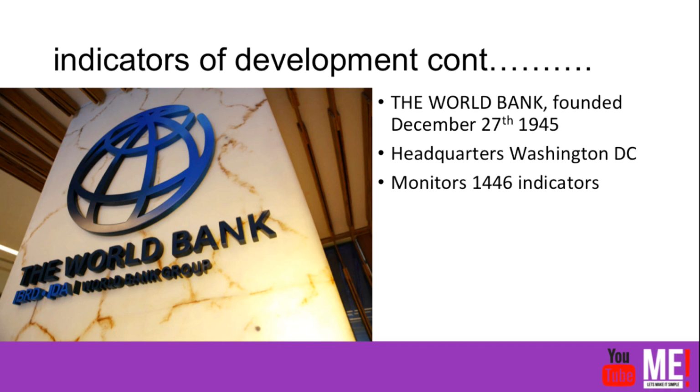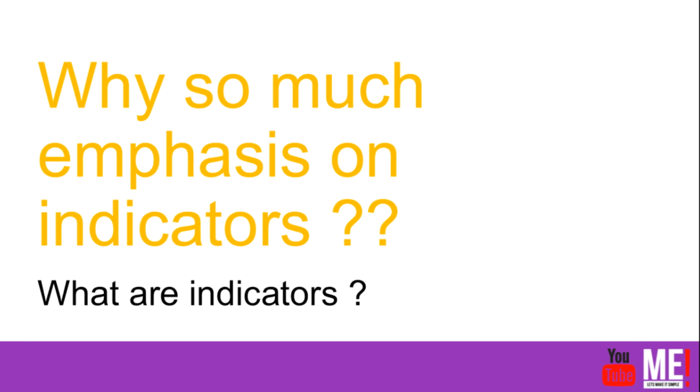Here's another example. The World Bank. If you go to the World Bank, first to start with, the World Bank was founded on 27th, 1945, and their headquarters are in Washington, D.C. It currently monitors over 1,000 indicators. All right? So, why is there so much emphasis on indicators? That's one question I should ask you. Why is there so much emphasis?